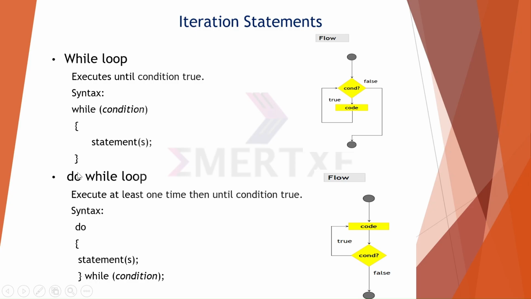Then we will discuss the do while loop. The do while loop will execute at least one time, and then it checks the condition. If the condition is true, then it will execute again, otherwise it will stop.